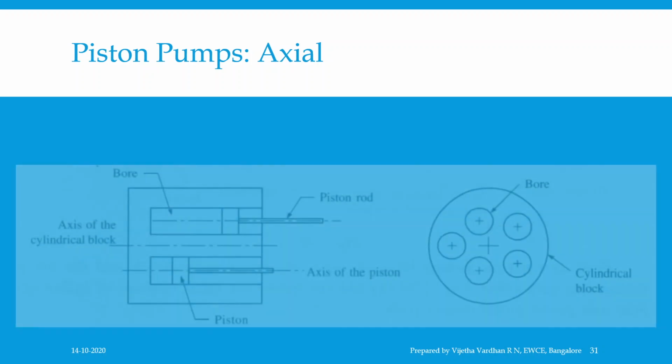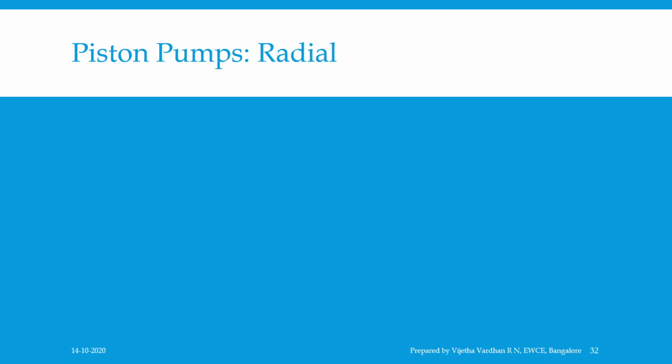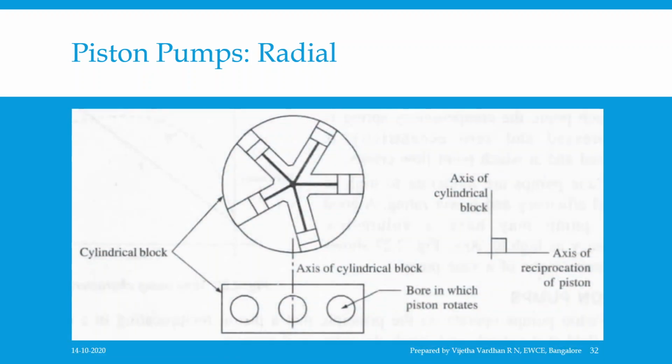In axial piston pumps, the number of pistons reciprocate and their axes are always parallel to the axis of the cylinder block, which you can observe in the figure which is shown. Then coming to radial piston pumps, as the name itself indicates, the axes of the reciprocating pistons are always perpendicular to the axis of the housing cylinder and also lie on a single horizontal plane, as shown in the figure, which can be observed here.